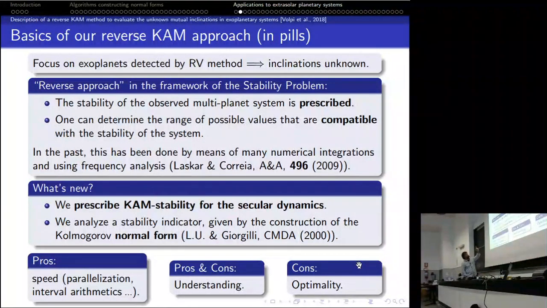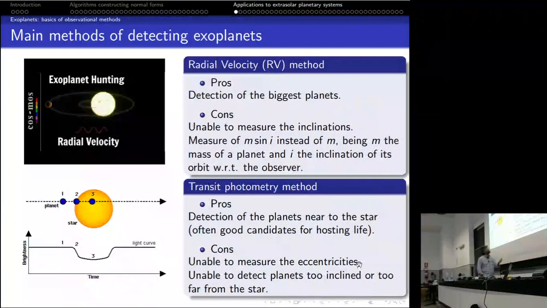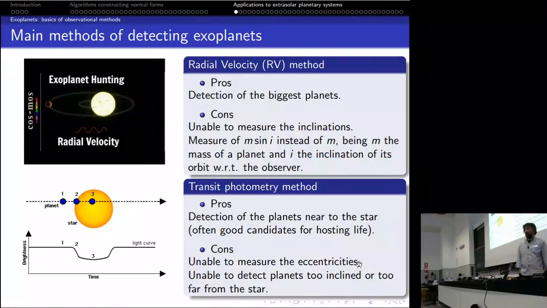Okay, and so another remark. There is another very interesting characteristic of these systems, and it is the fact that inclinations cannot be directly detected, and so what you measure is not the mass, but the mass times the sine of the unknown inclination. Then you have systems depending on an unknown parameter. So it's really a lot of fun for people in theory.